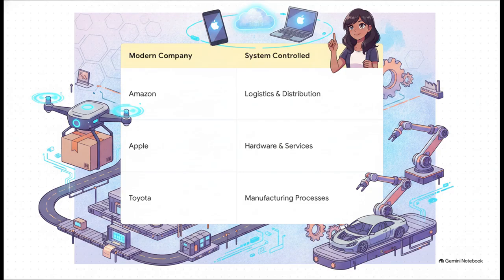Think about it. Amazon tightly controls logistics and distribution. Apple unifies hardware, software, and services into one inescapable ecosystem. Toyota masters manufacturing processes and supplier relationships. The playbook is virtually identical across the board. Control the system, reduce dependency, and build an advantage that competitors simply cannot easily reproduce.